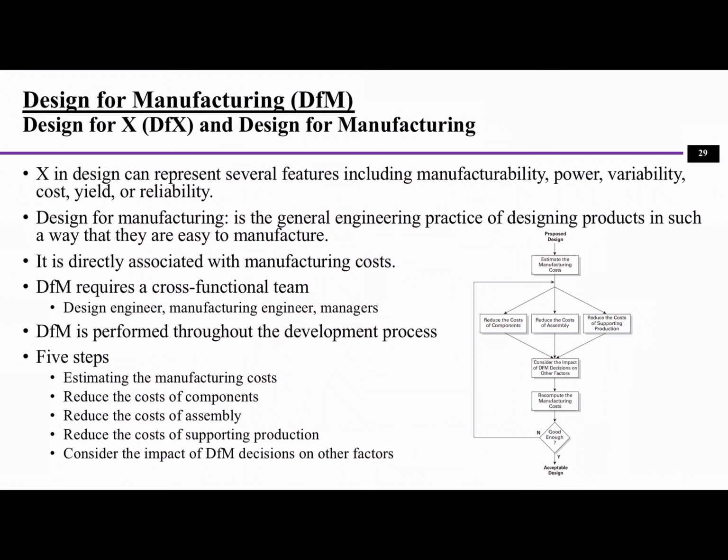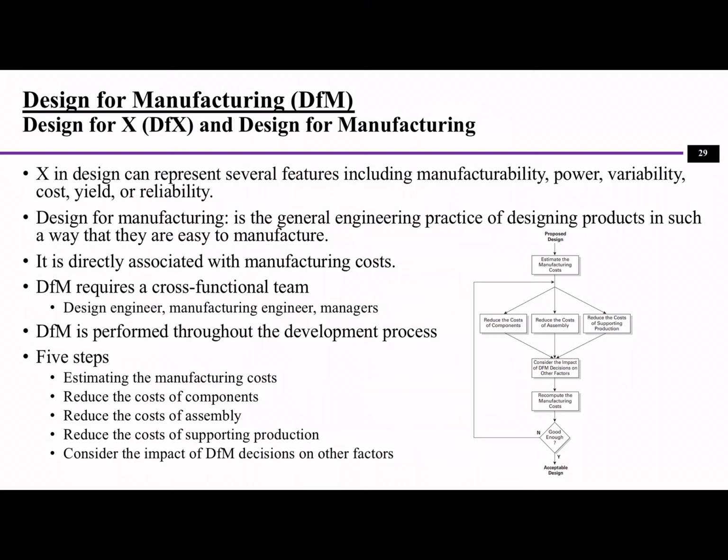All right, next is design for manufacturing. We also have to look at how design is related to the manufacturing itself. A couple of concepts here. So design for X and design for manufacturing. Design for X really means many different features such as manufacturing ability, variability, cost, yield, reliability, many different attributes. That's why people call it design for X. While design for manufacturing is more specifically related to the manufacturing itself.